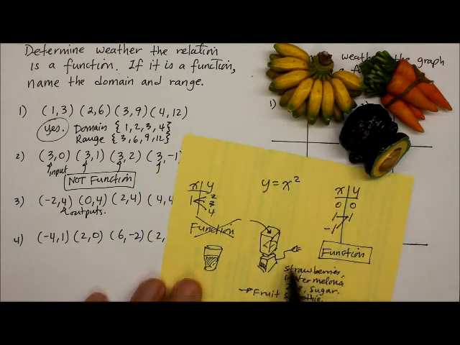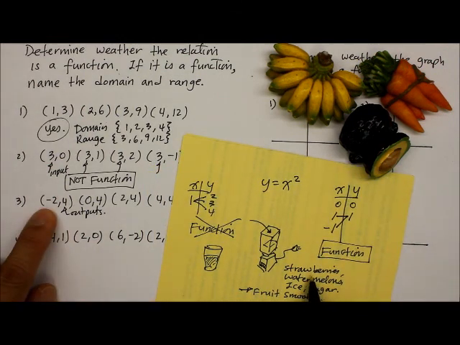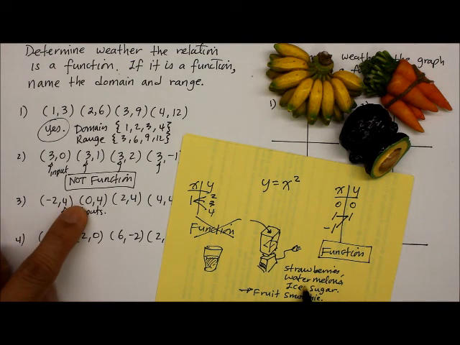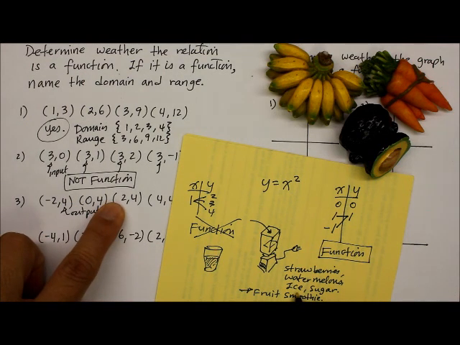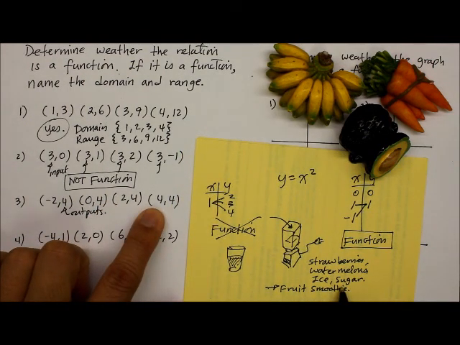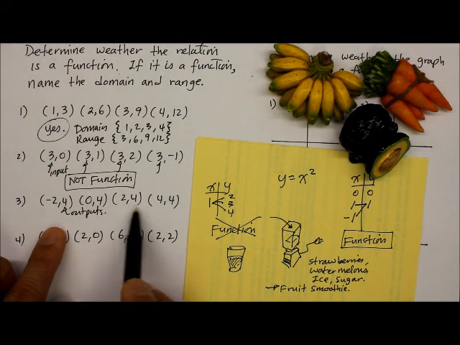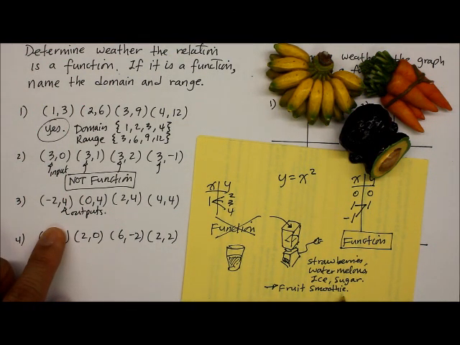Because I'm putting different things into the blender. I'm putting strawberries like -2, watermelons like 0, ice like 2, and sugar like 4. And all together, I'm getting the same thing out, which is a fruit smoothie. So this is a function.